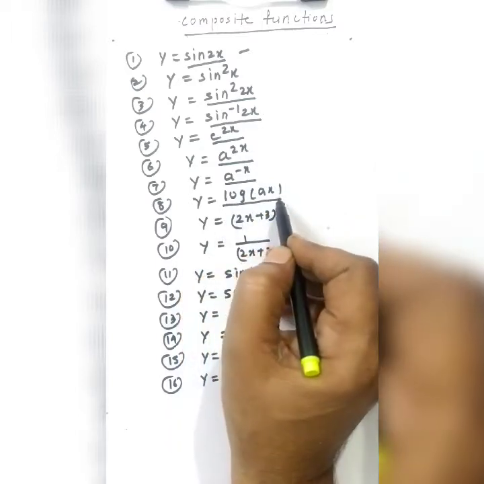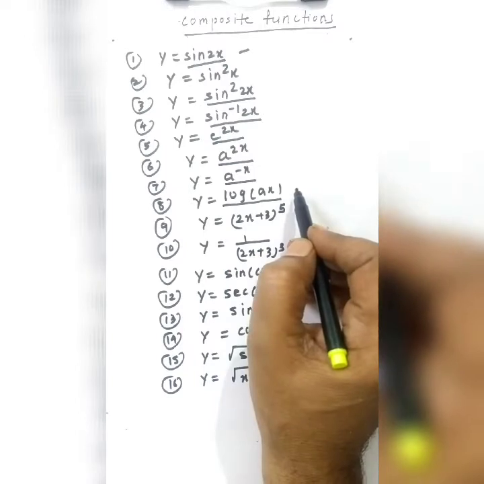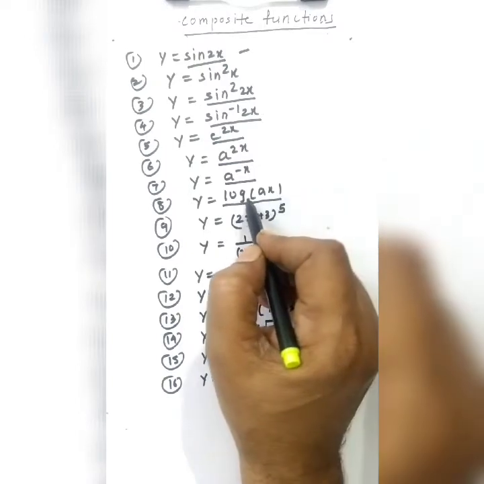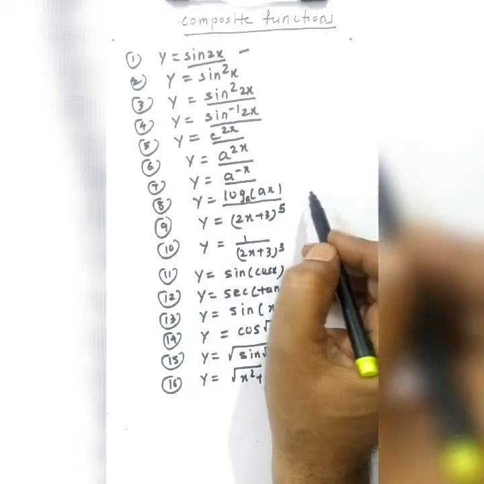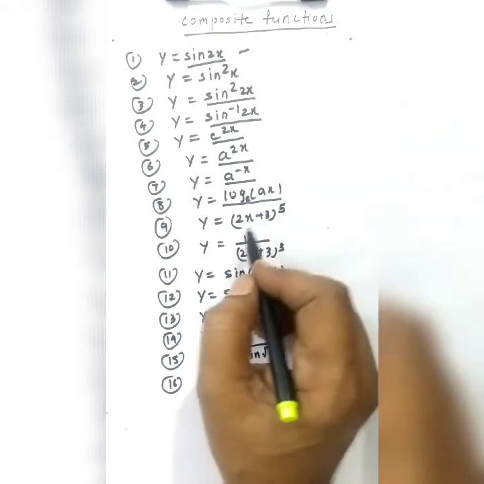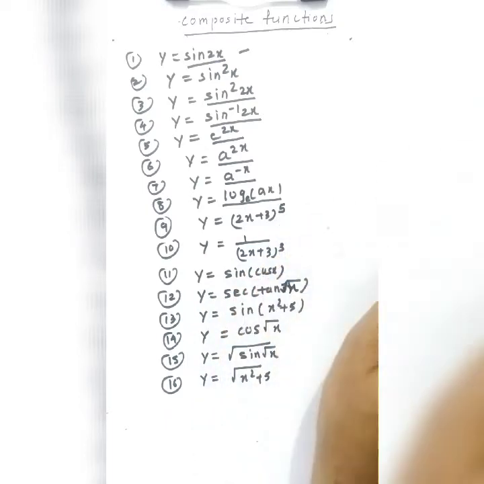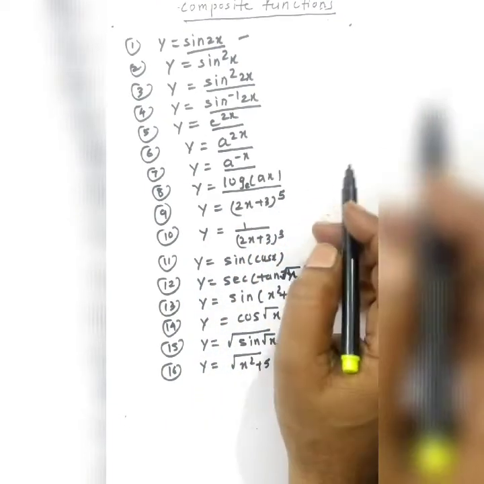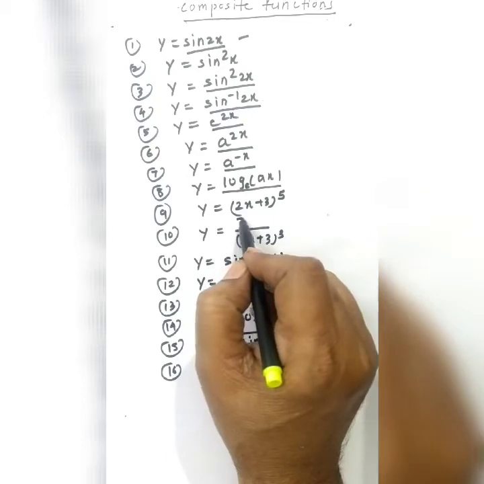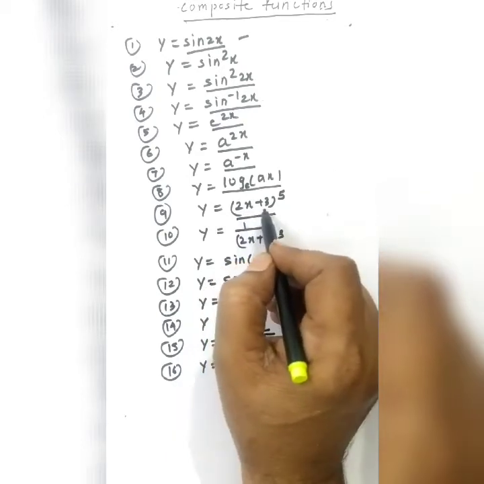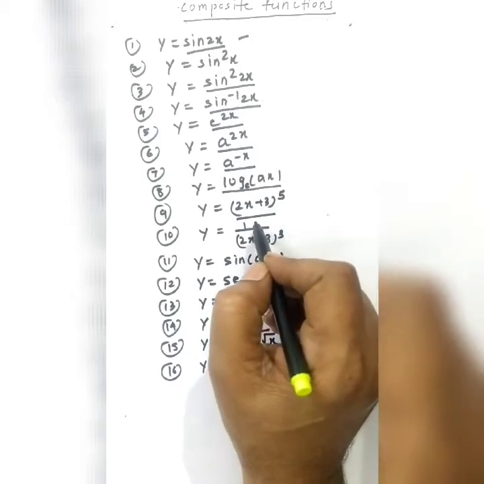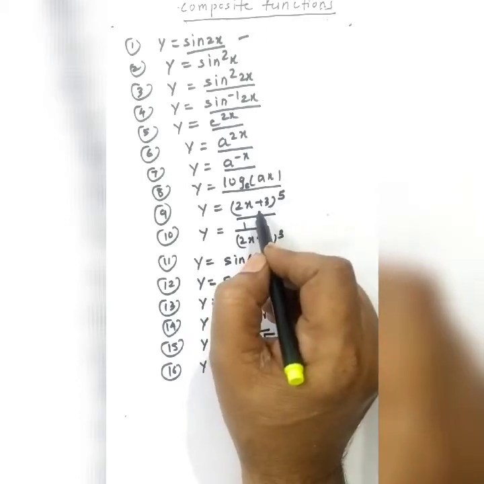Next one is log of ax. If it is log x to the base e, we know the derivative of log x. Log x derivative is 1 by x. But here it is log of ax. (2x plus 3) whole raised to 5. If it is only 2x plus 3, we can write the derivative of 2x plus 3 using the u plus v formula. But here it is (2x plus 3) whole raised to 5. So we cannot apply any standard form here.